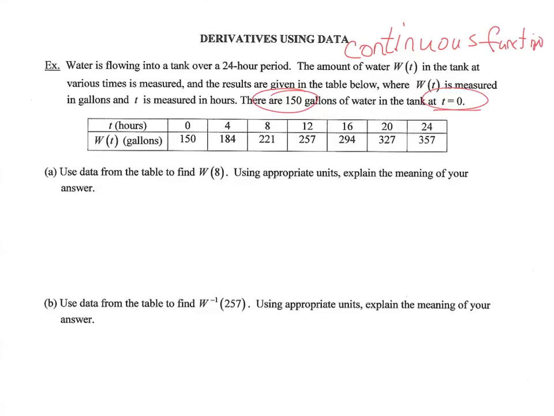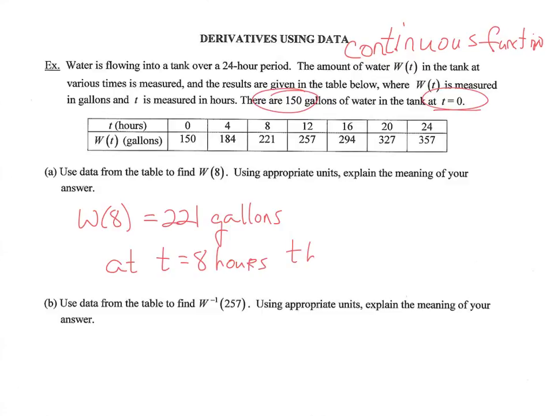Now, it's saying to use the data from the table to find W of 8, and using appropriate units explain the meaning. So what is W of 8? 221 gallons. Okay, so you told me it's gallons, but what really does all that mean? W of 8 equals 221 gallons. What does that mean? At time equals 8 hours, there are 221 gallons of water in the tank.